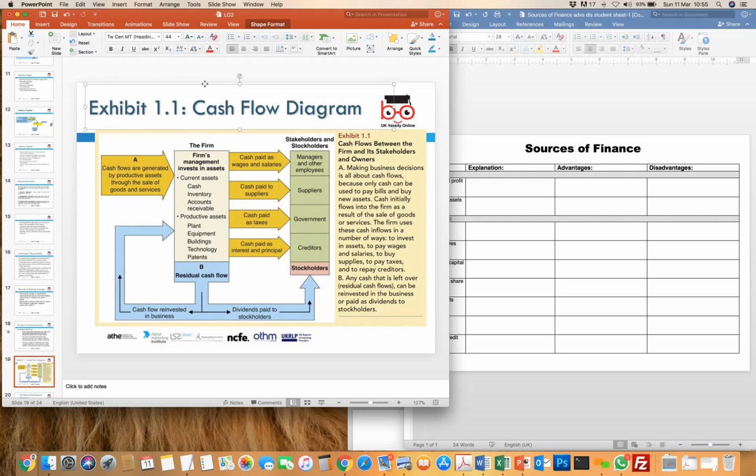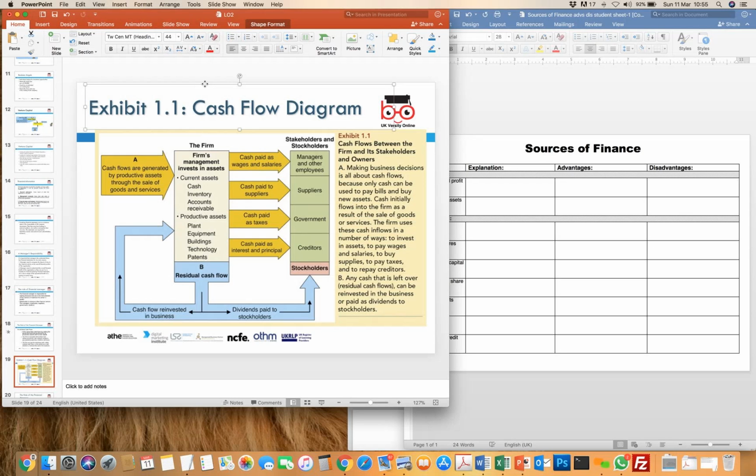Now, if this is happening on a day in day out basis and calculated for the year, at some stage the company will publish a financial statement, which could be a balance sheet, profit or loss account, and then the profit that the company makes is then reused for a lot of things.